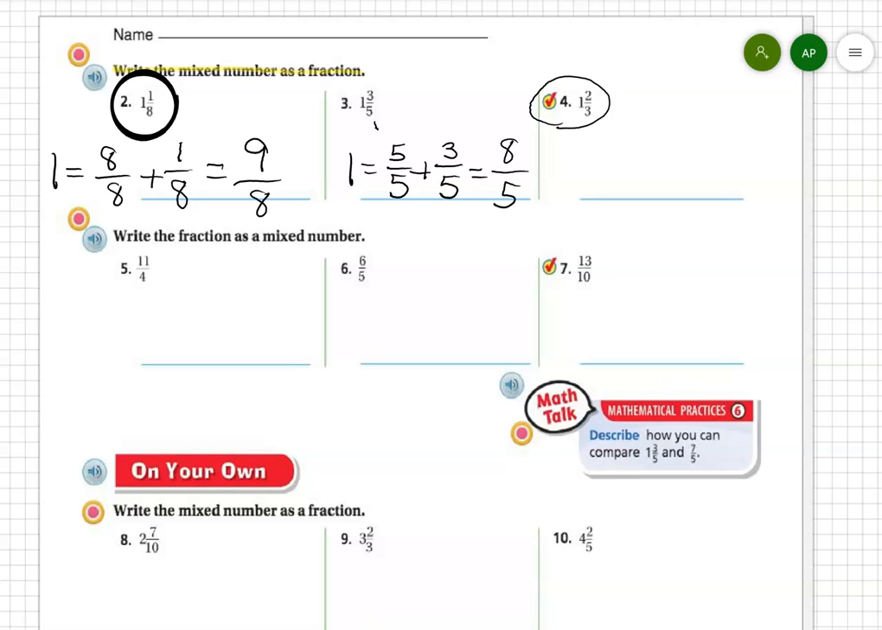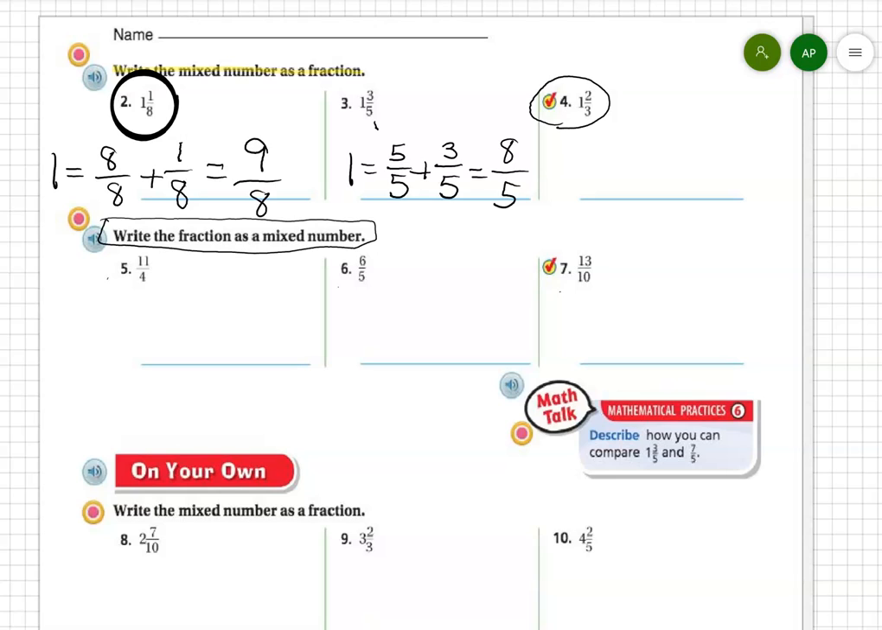Okay, at this point, what I'd like you to do is pause the video, try and work out problem 4, and then move on to 5, 6, and 7, keeping in mind that the directions change. 5, 6, and 7 want you to write the fraction and put it back as a mixed number. All right? So pause the video, and once you hit play again, we'll solve them.